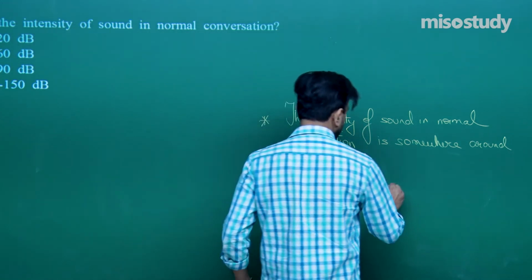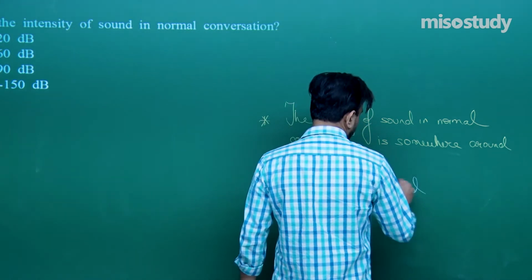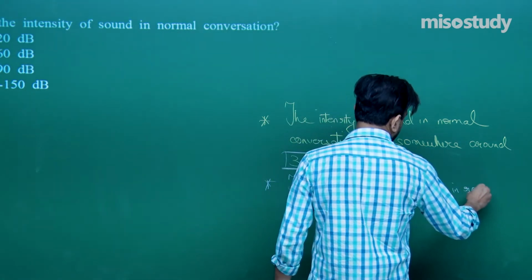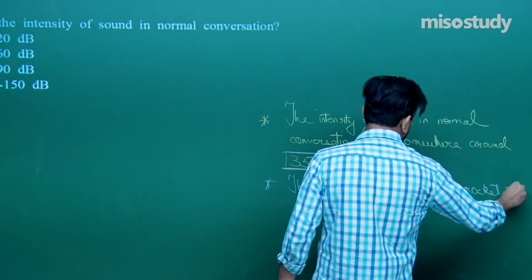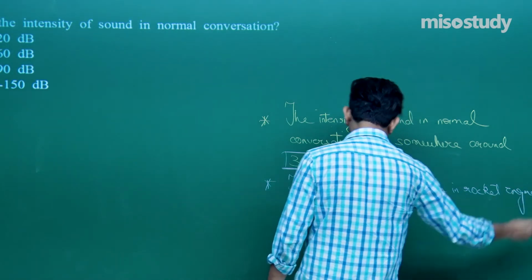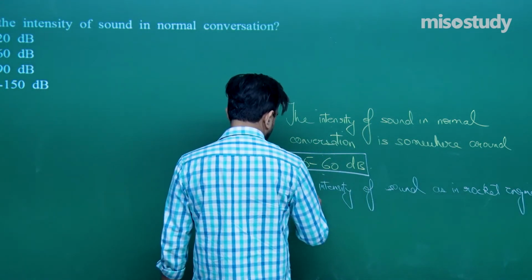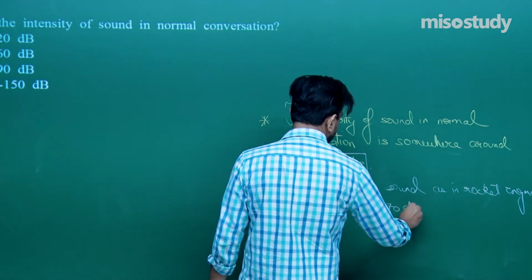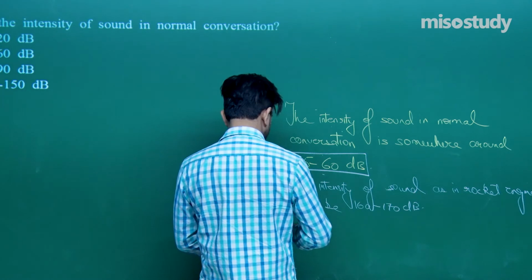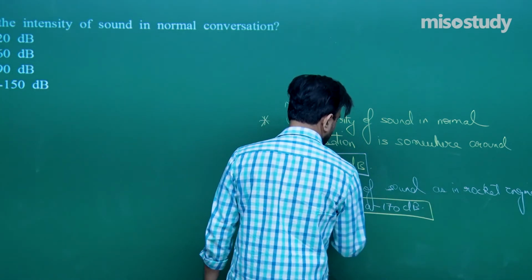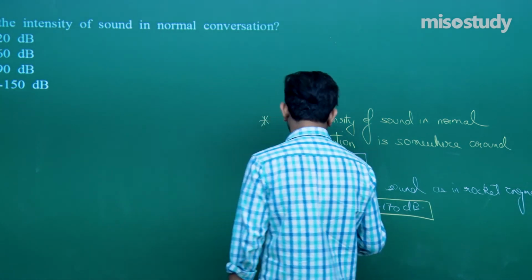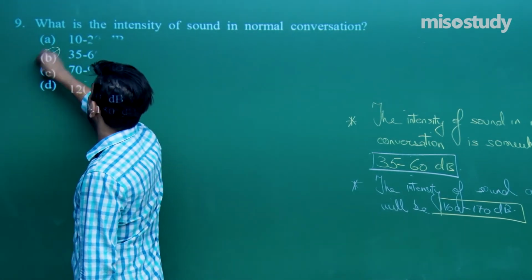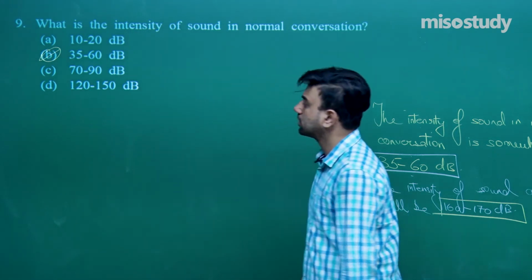The intensity of sound in rocket engines will be 160 to 170 decibel. Right. So the answer over here would be 35 to 60 decibel.